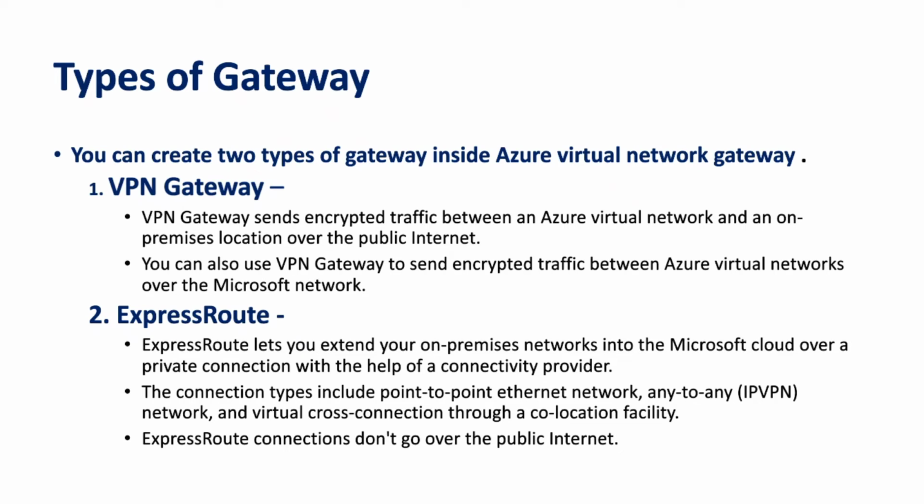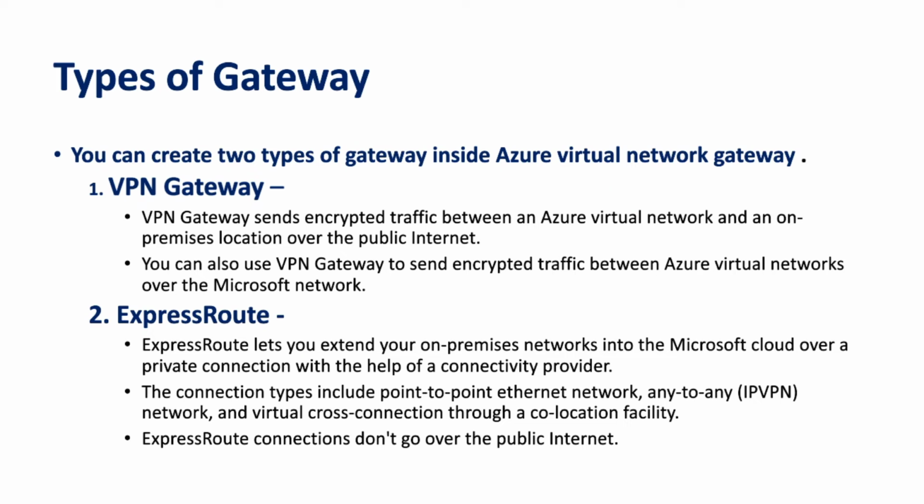And what is ExpressRoute here? ExpressRoute lets you extend your on-premise network into your Microsoft Azure cloud over a private connection with the help of connectivity providers. So in ExpressRoute, whatever data we are transferring between the on-premise environment and the Azure cloud is on a private network. It doesn't transfer over the public internet.